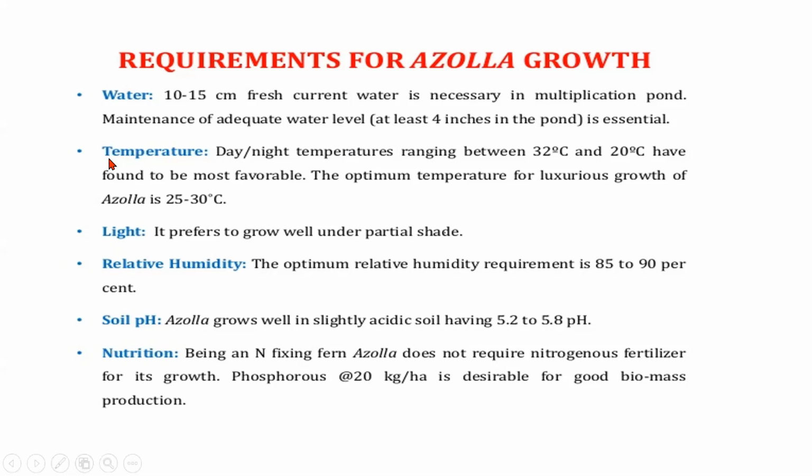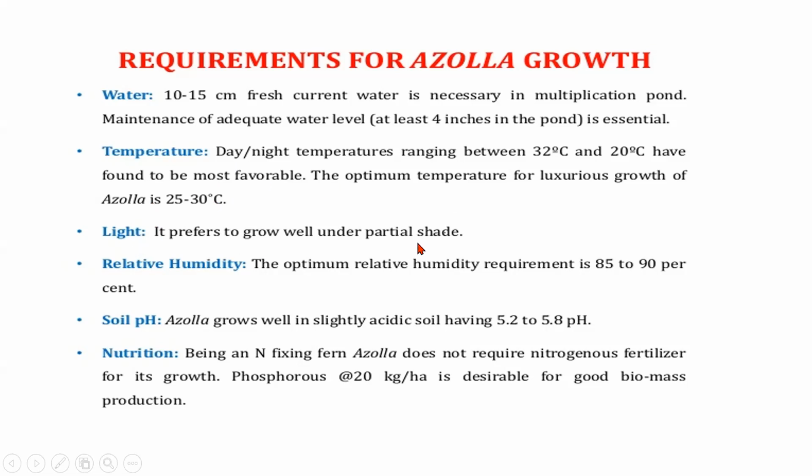And you need a mesophilic temperature. Normal Chennai temperature is very favorable, anywhere between 32 and 20 degrees. So optimum temperature is 25 to 30, which is very much our temperature normally. Only in peak summer we have to be careful. We should see that the water level is maintained. Otherwise, azolla can grow very well in south climate.